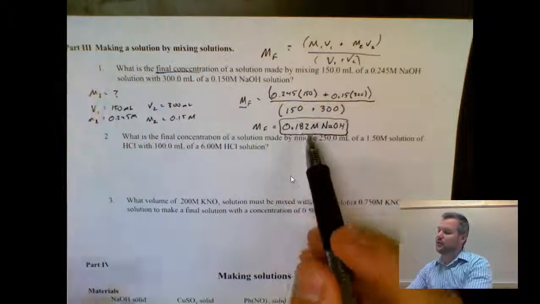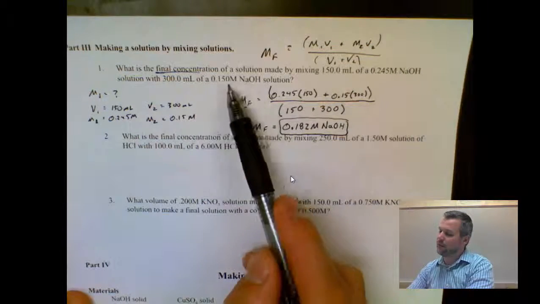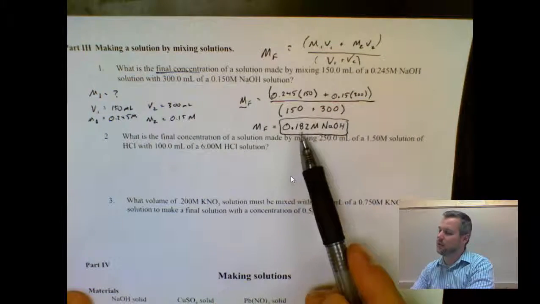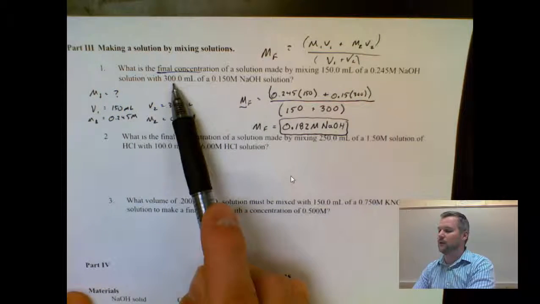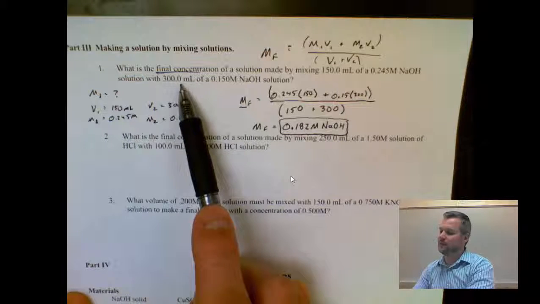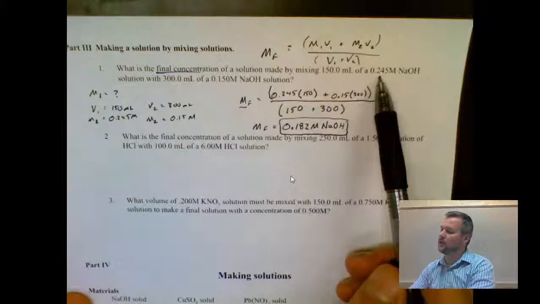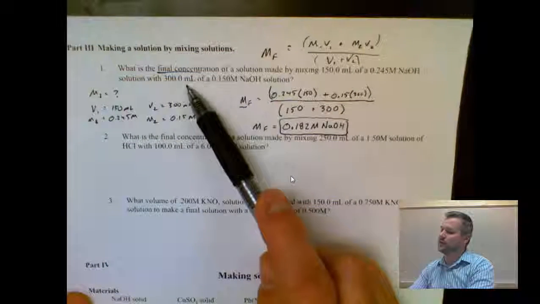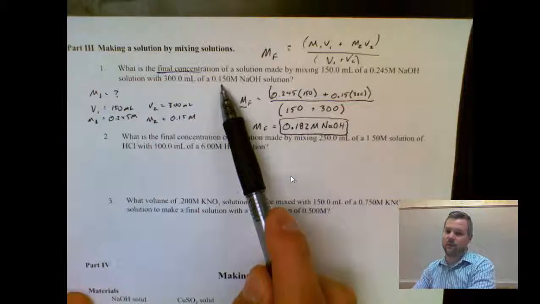This molarity should end up in between the two that you use in your math, so 0.245 and 0.150, and it is in between. Whichever you end up using more of, we use 300 milliliters, so this would have to be closer to the 0.15 than it would be the 0.245, because we used twice as much of this solution, and the 0.182 is definitely closer to 0.150.